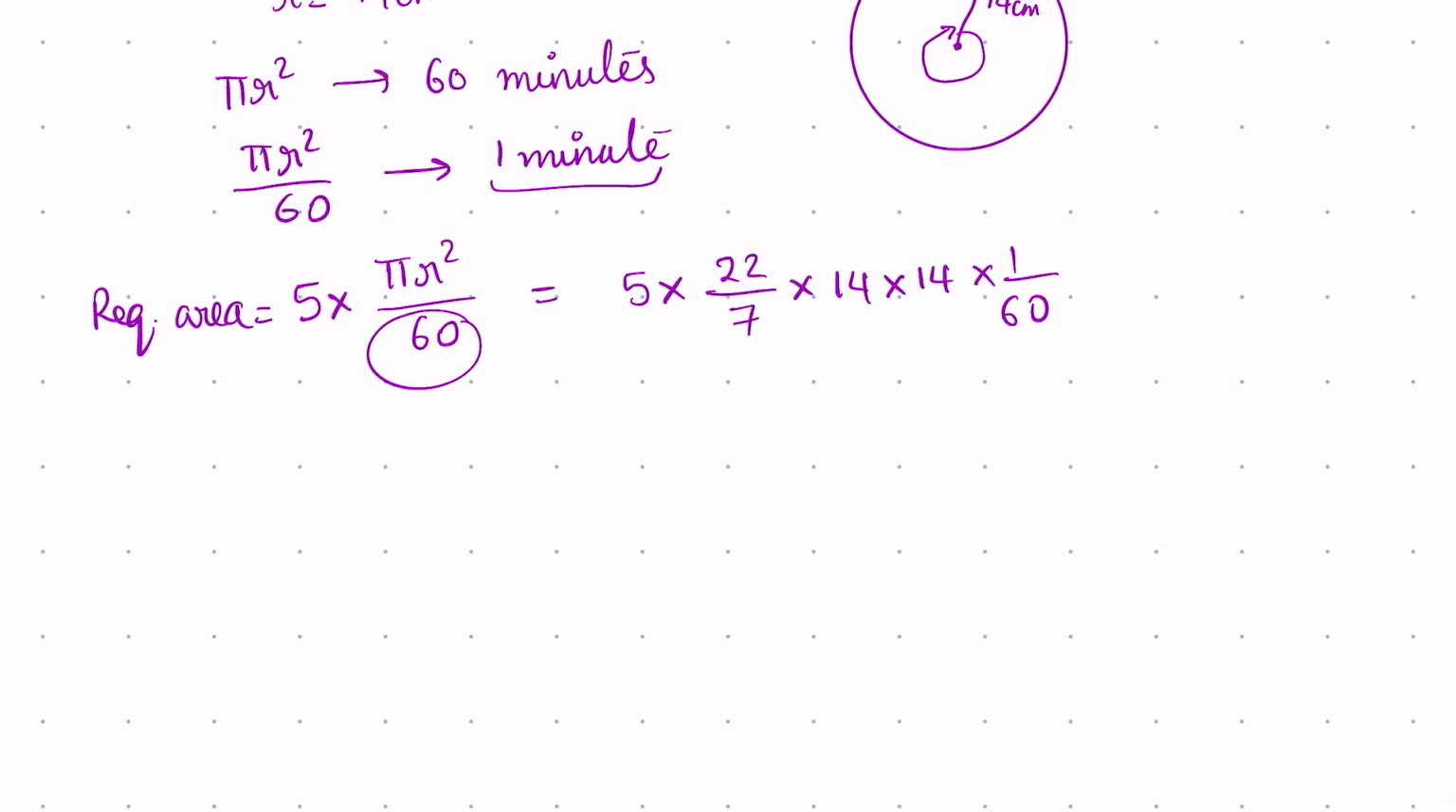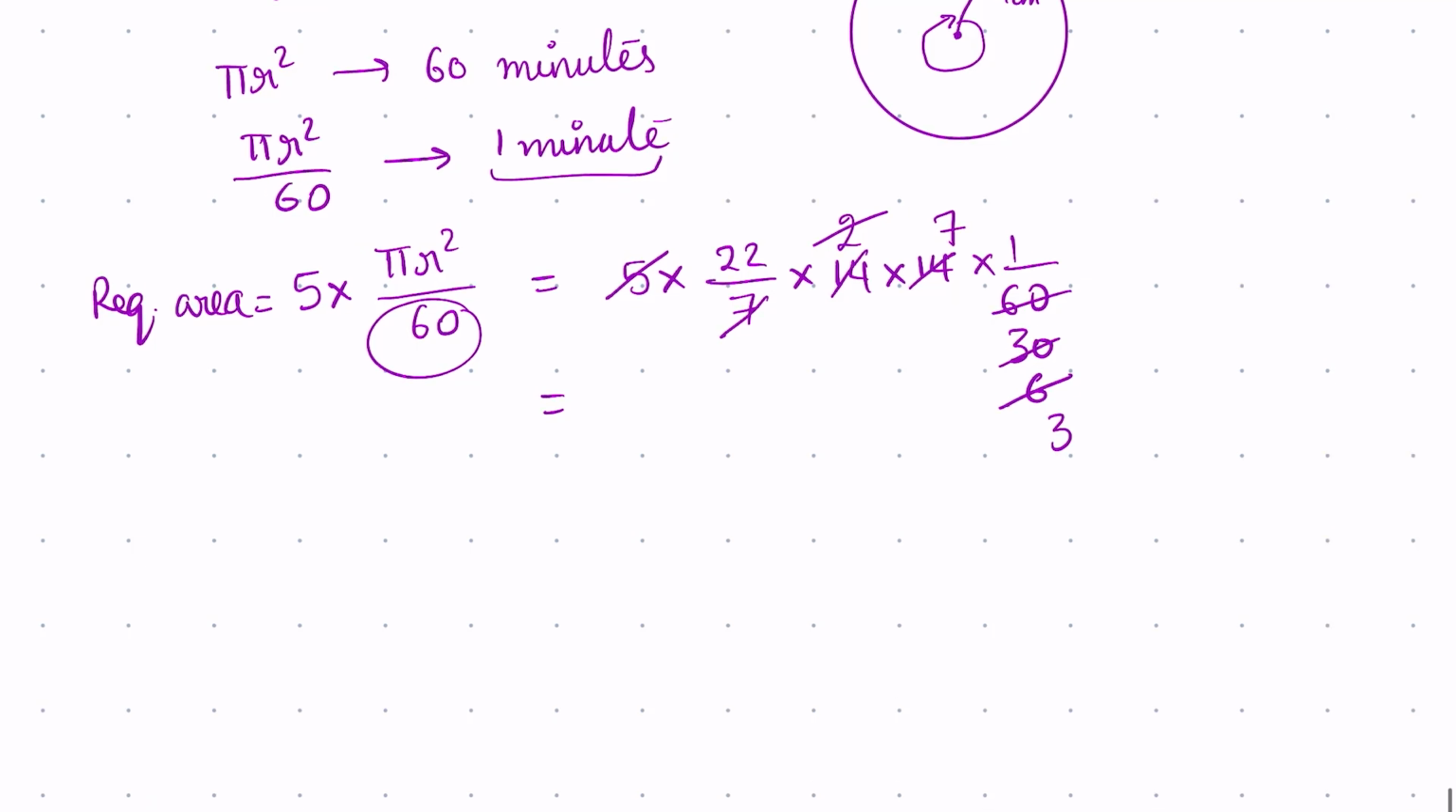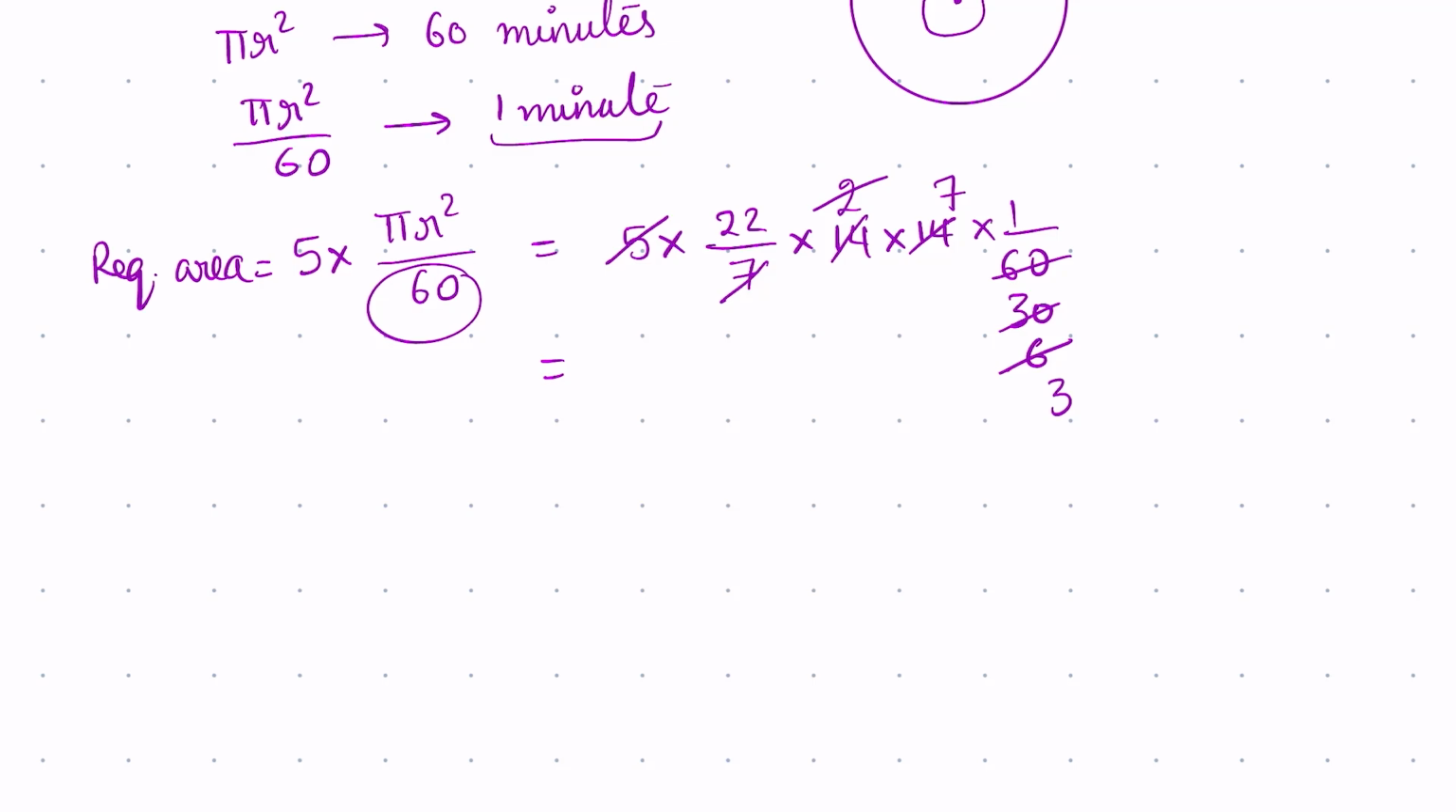So simplifying this, 7 times 2 is 14. Well, again, what else can I simplify? Let's try to do this. So 2 times 30 is 60, right? And then 5 times 6 is 30. I can further divide by 2. So 2 times 3 and 2 times 7. So that gives me 154 by 3 centimeters squared.